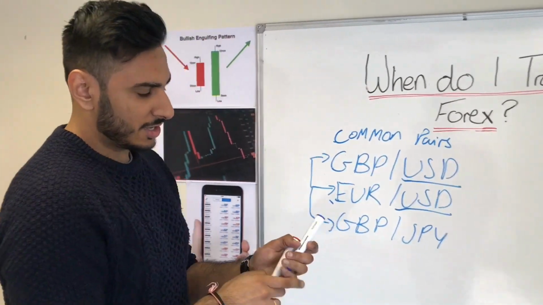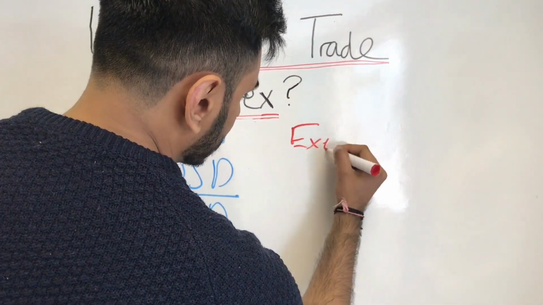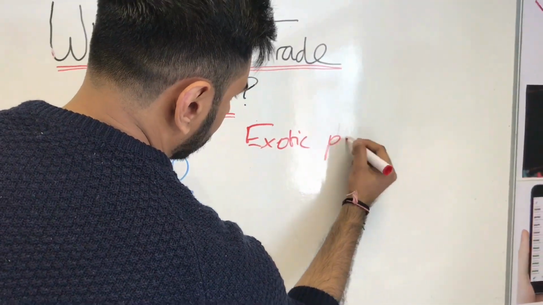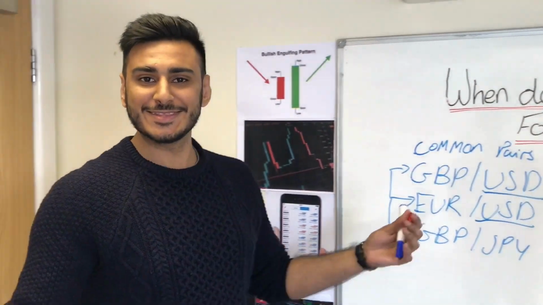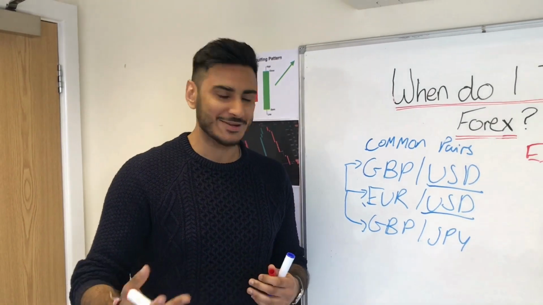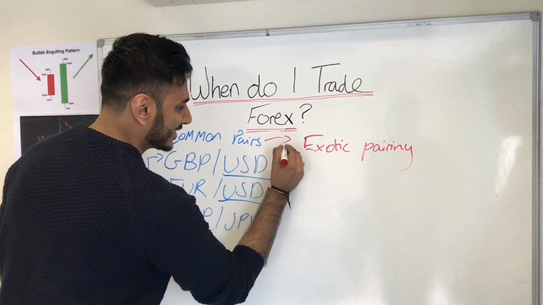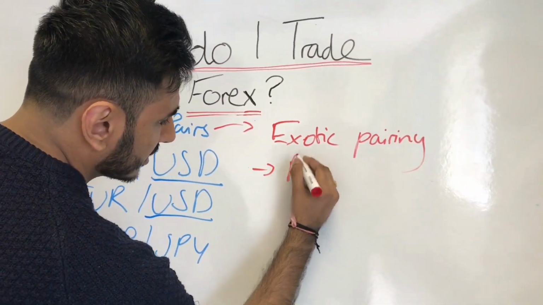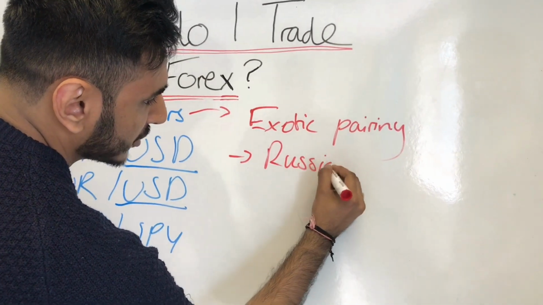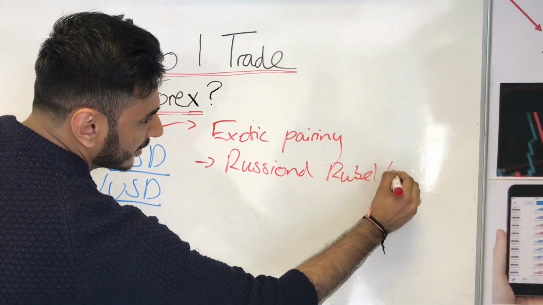Now I want to explain to you something else. So we can also have something which is called an exotic pairing. So kind of like me in the UK, where I don't come from the UK, so I'd be known as an exotic guy, right? So we have an exotic pair. All exotic pairs is, let's say we've got Russian ruble against the US dollar.